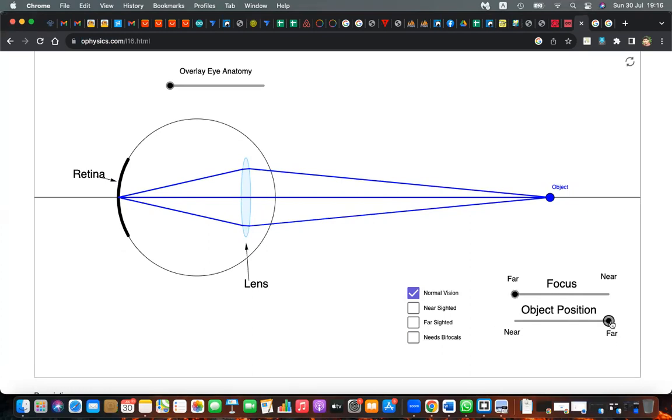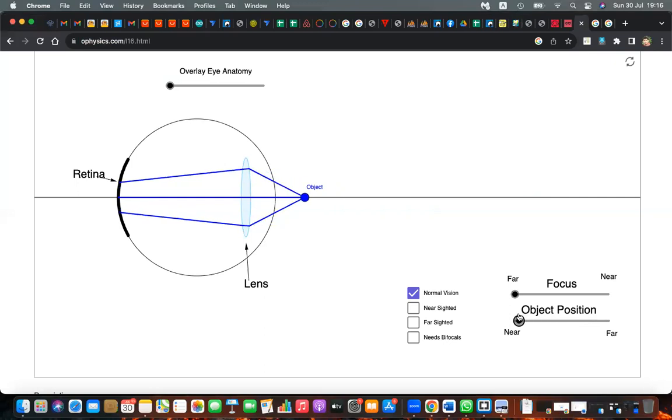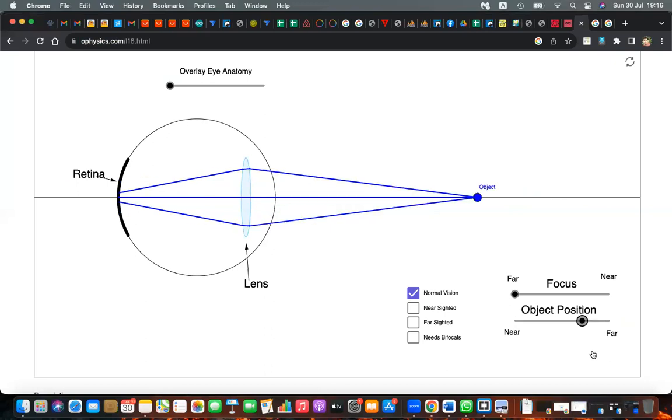Object position is far away. When object position is closer like this, so if you keep the eye lens in this size, what happens?